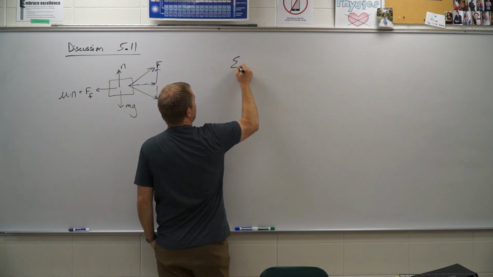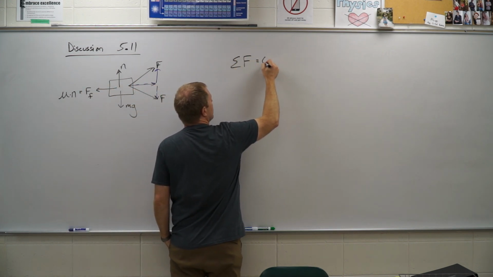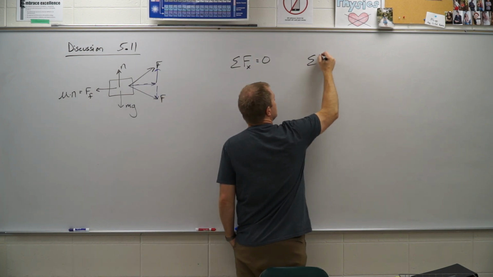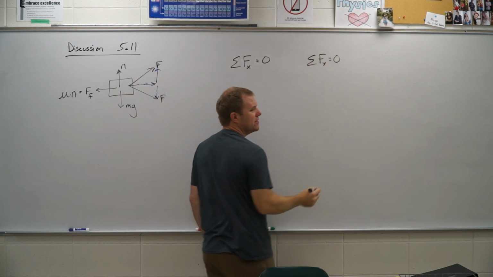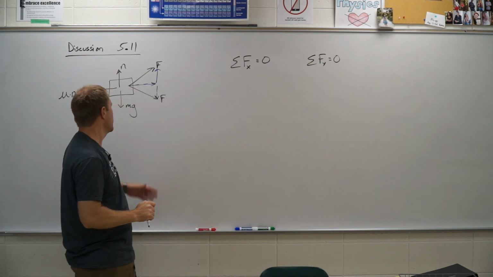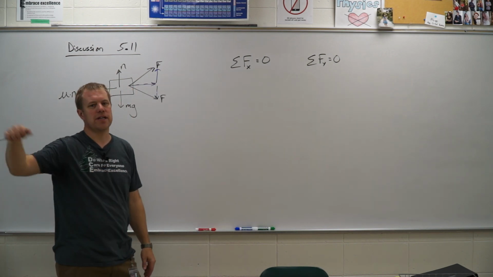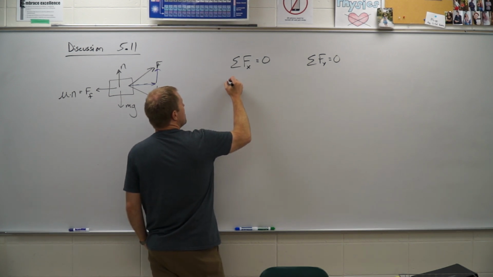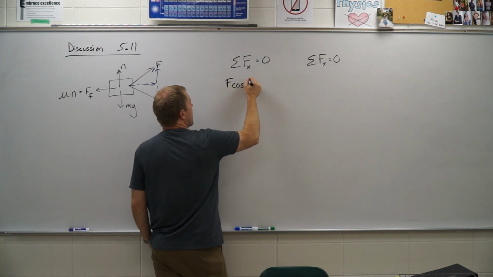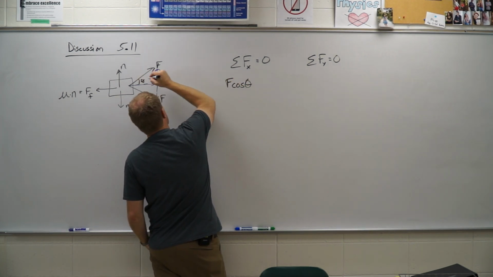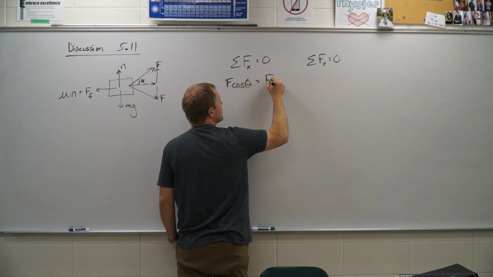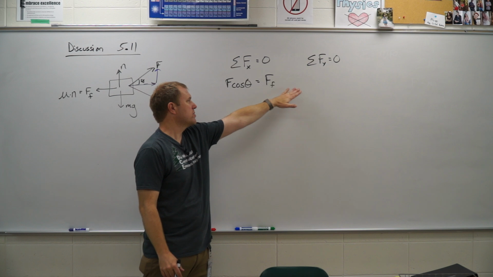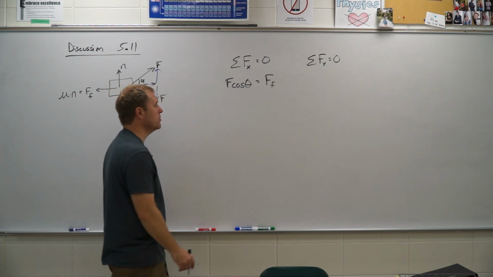So the sum of the forces is going to equal 0 in my x direction. The sum of the forces in the y direction is also going to equal 0. We're just going to assume the mass is large enough that our force isn't going to yank it off the table. So we have the force times the cosine of our angle, where our angle is here, is going to have to equal the force of friction in order for this to be true. So F cosine theta minus force of friction equals 0. So they've got to be equal to each other.